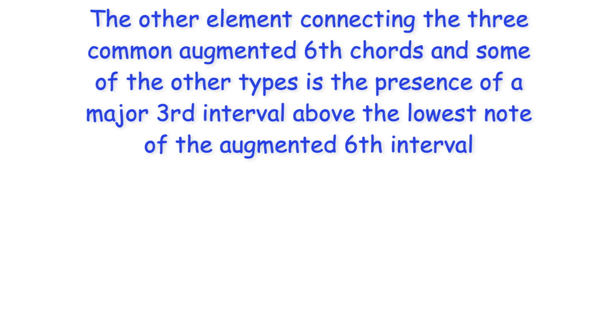The other element connecting the three common augmented sixth chords and some of the other types is the presence of a major third interval above the lowest note of the augmented sixth interval. If only the major third and augmented sixth intervals are present, it forms a so-called Italian augmented sixth chord. If an augmented fourth interval is also included, a so-called French augmented sixth chord is formed. And if a perfect fifth interval is used instead of the augmented fourth, it forms a so-called German augmented sixth chord.